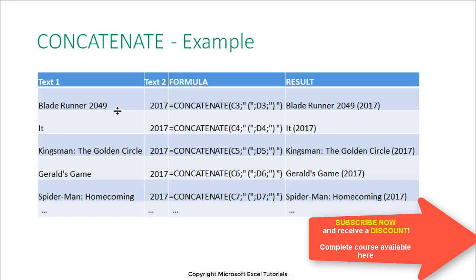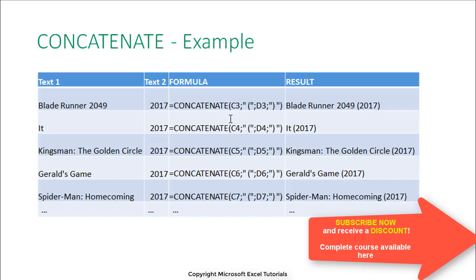Suppose I have two columns. One column is the movie title, and the second column is the release year of the movie. And I want to put the release year in between brackets after the movie title. I can use the concatenate formula.